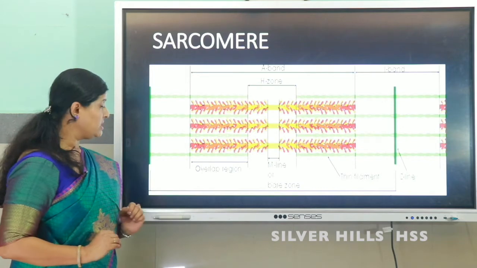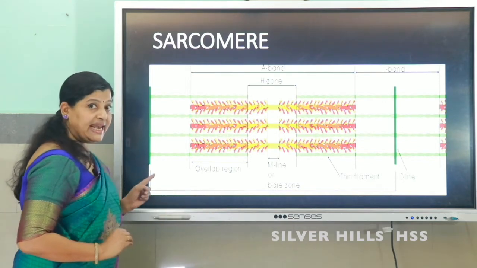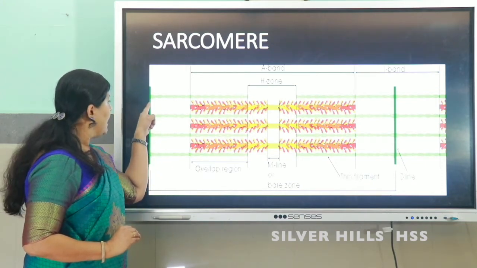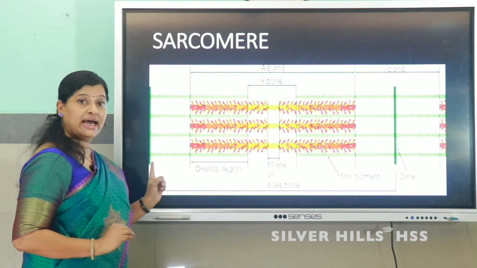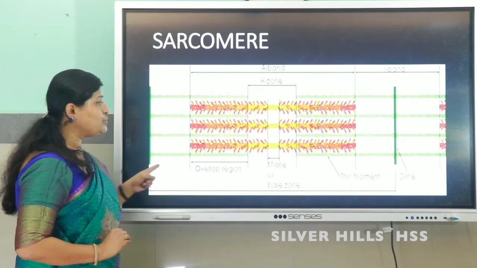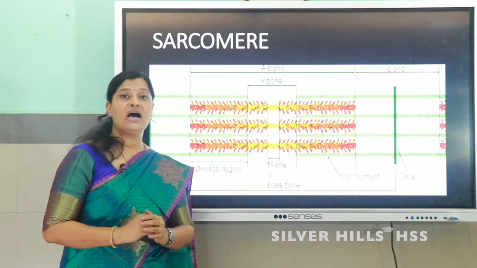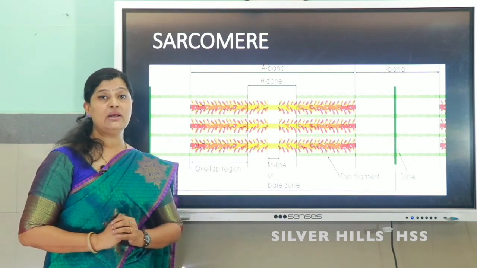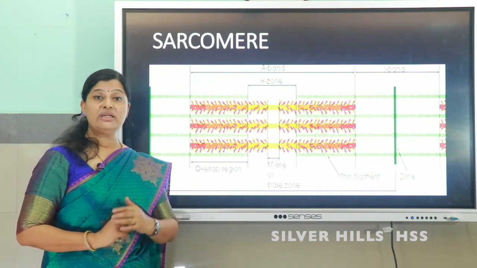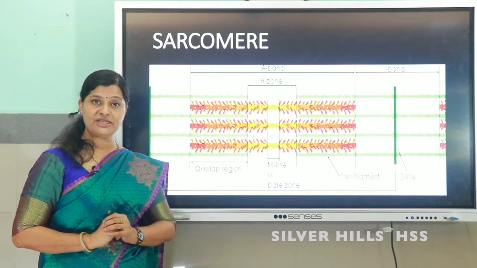Now what is the importance of this? See, this is one Z line. The Z line is the fibrous elastic membrane which is seen at the I band. So the portion between two consecutive Z lines is the functional unit of muscle contraction, and that is called the sarcomere. So the importance of the sarcomere is that it is the functional unit of muscle contraction.